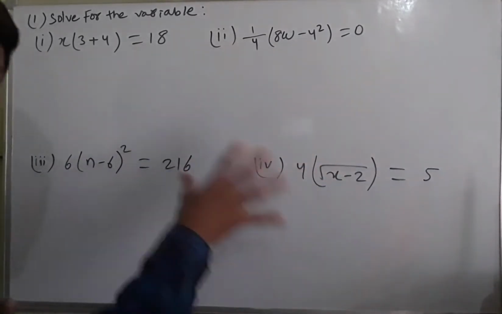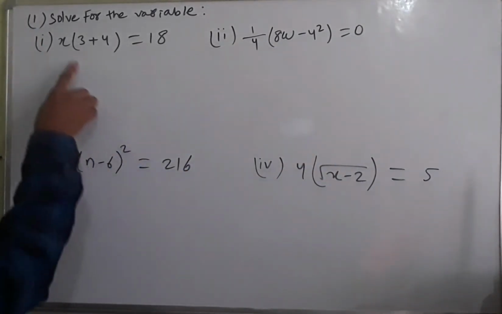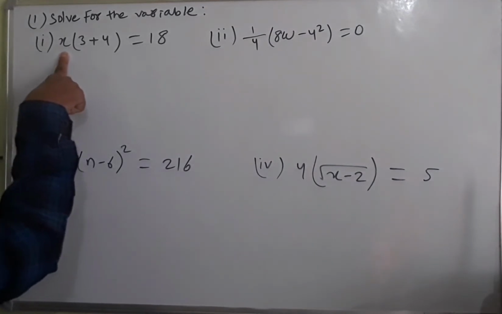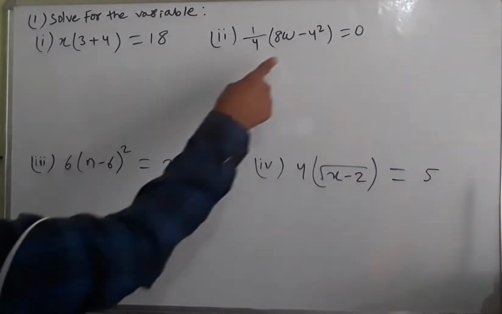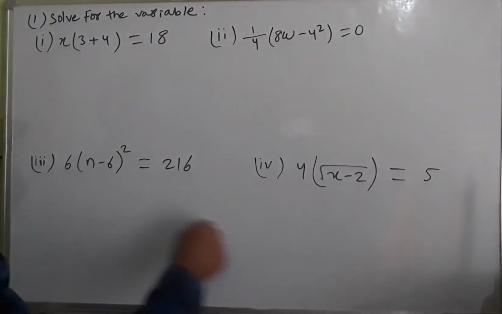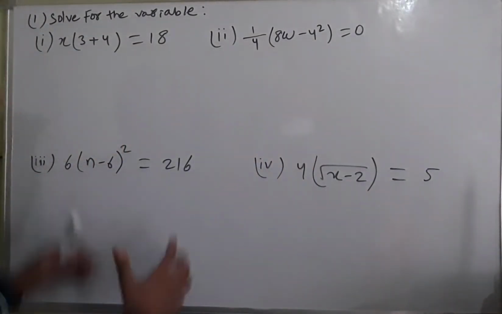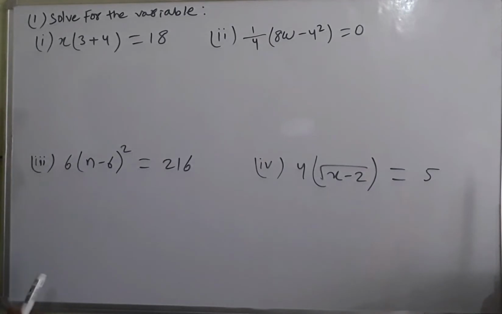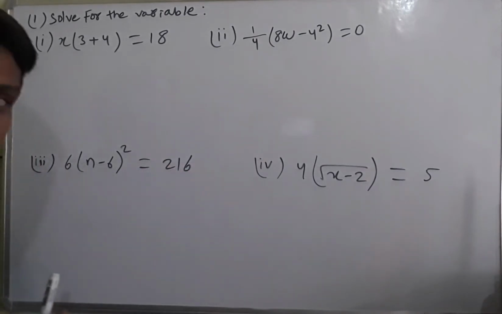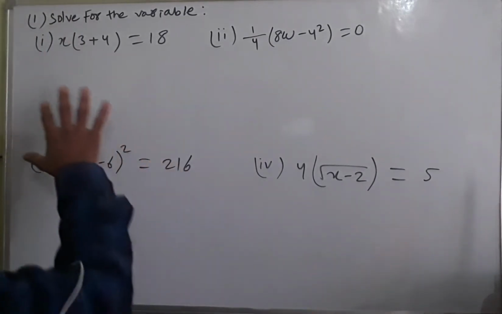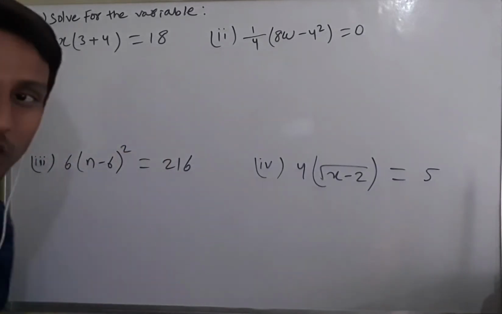All of these are equations, and there is an unknown value, an unknown quantity denoted by x here, w here, n here, and in this problem again x, and we have to figure out the value of these unknown quantities, these unknown values or variables.